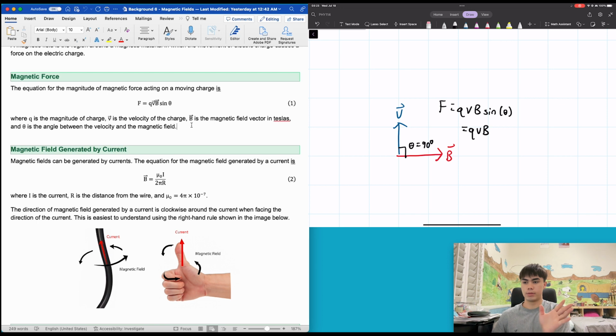So in this case I point my fingers to the right, then you curl your fingers in the direction of the velocity. So I'm looking at this paper, I point my fingers to the right, curl my fingers forward because that's the direction of the velocity, and my thumb points straight up, so the magnetic force is directly out of the page. If Q is a negative charge, then we do the same thing and then flip it, so the force is directly into the page.